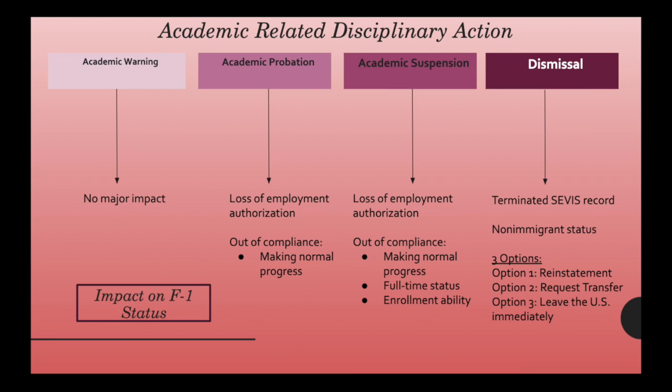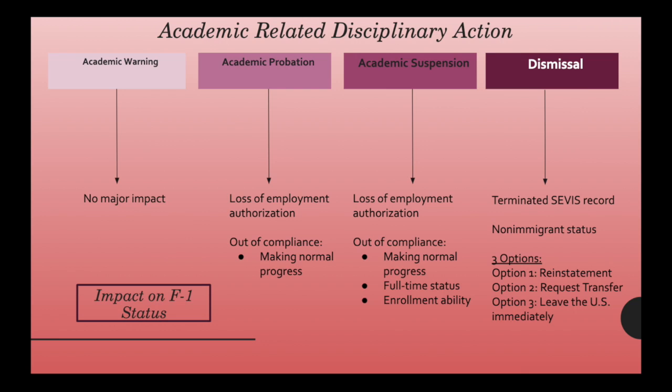At the end of the long road to disciplinary action, we have dismissal. Being dismissed from a U.S. higher education institution as an international student can be a painful experience, especially if the student is from a culture that prioritizes merit and high scholastics. Their service record is terminated and they are considered a non-immigrant. At this point, students have three options.